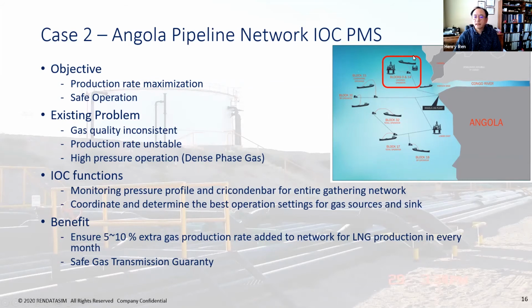LNG plant. Another one is for Chevron internal, because Chevron internal has multiple gas sources. It's complicated by operation scenarios, and we need our own gas monitoring to send gas to the Angola LNG. The objective is production rate maximization and safe operation, because gas from various reservoirs is not always lean gas, and sometimes it is rich gas. So managing the gas quality is critical.